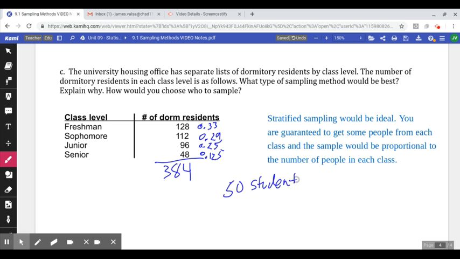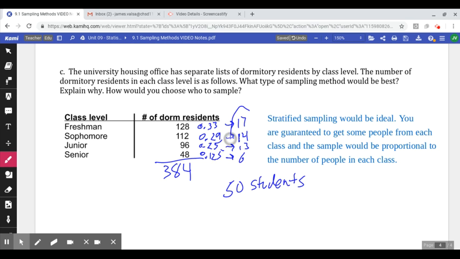So what you would want to do here is multiply each one of those decimals by 50. So 0.33 times 50 is 16.5, so we'll round that to 17. And then we'll do 0.29 times 50, so that's 14.5. We rounded up before, let's round down for this one. And then 0.25 times 50 would be 12.5, so we'll maybe do 13. And then 0.125 times 50, let's see what that would be. So that's 6.25. So we could do 6 for this one.